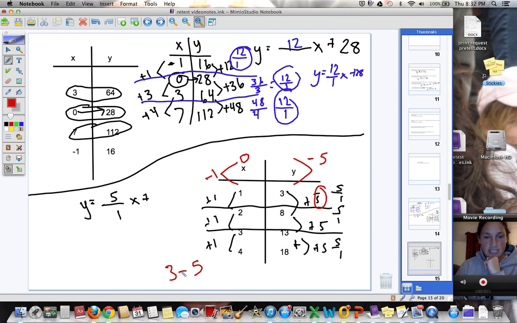They are different signs, so I'm going to subtract. So 5 minus 3 is 2, and then I keep the sign of the higher number. So this is going to be a minus 2.